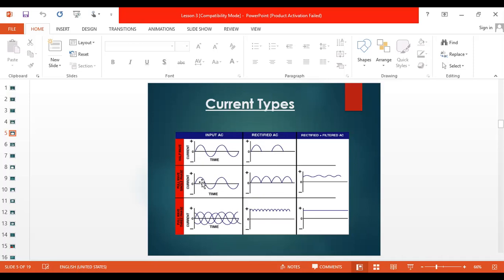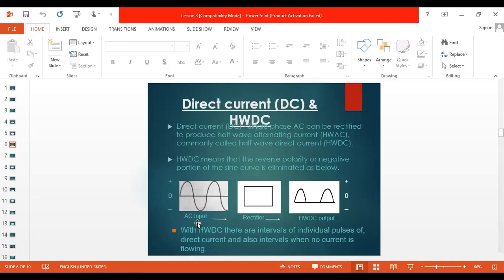This is single phase, this is also single phase, but here is three phase. We are adding two more phases, so the total current is three phase current. If you want more current because of the requirement of big current, we have to use three-phase current as well. With the help of the rectifier, we are removing this negative cycle and we are getting HWDC output.